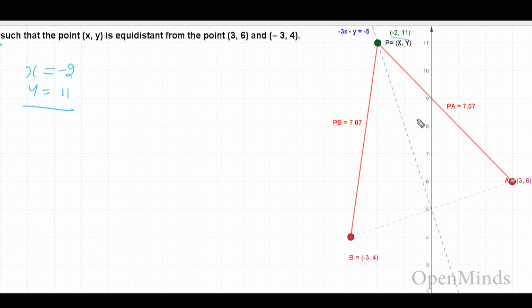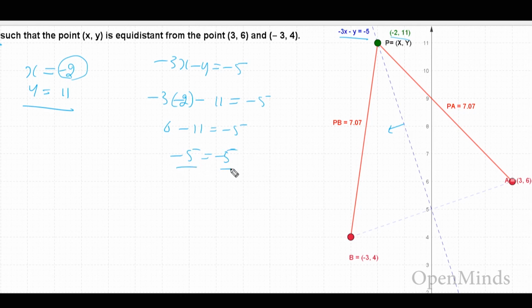It is. I can see that it is nothing but the equation of this line, and the equation of the line is given by this, that is -3x - y = -5. So if I substitute the value of x in this case, I get -3 into -2, minus y, which is 11. Is that equal to -5? Let's see that. That's 6 - 11. Is that equal to -5? Yes. -5 is equal to -5. It means the left hand side and the right hand side are equal. That is the relation of how x is connected to y at this particular point.